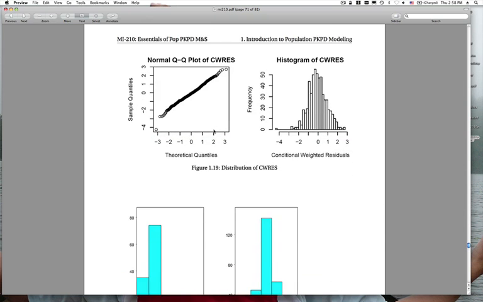Another thing we might check is the distribution of the conditional weighted residuals, and here we're checking that versus a theoretical normal distribution in a QQ plot. And to the right, we're looking at a histogram of those conditional weighted residuals, which looks quite normal. Again, this is consistent with our assumption of normal error that we use for maximum likelihood of continuous data.